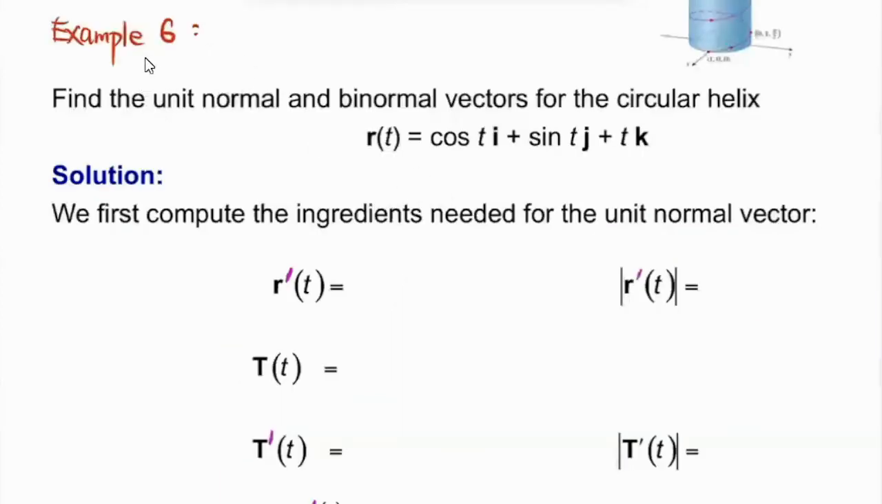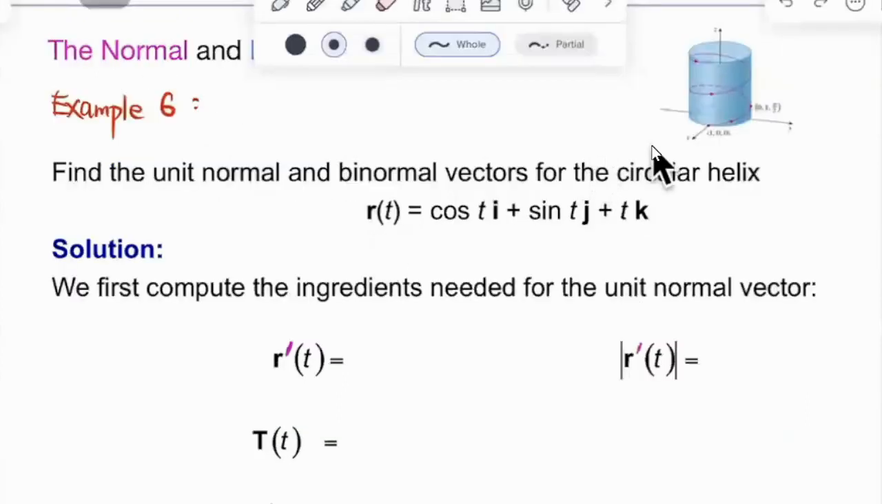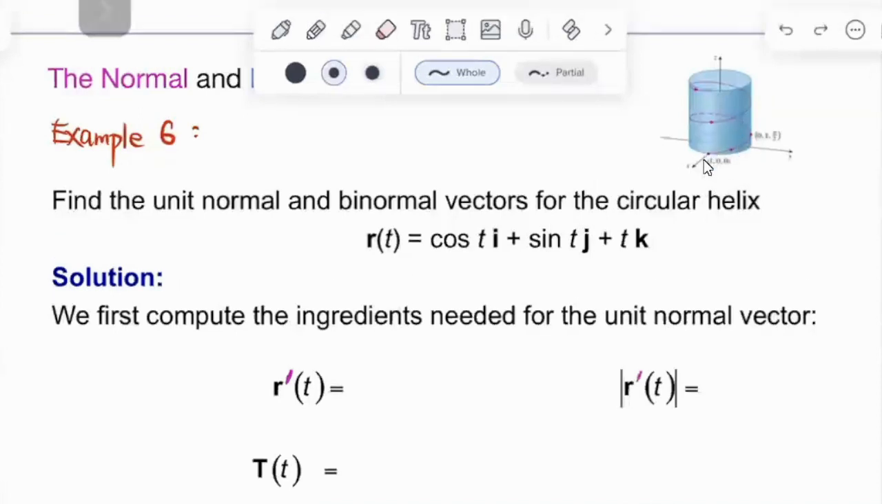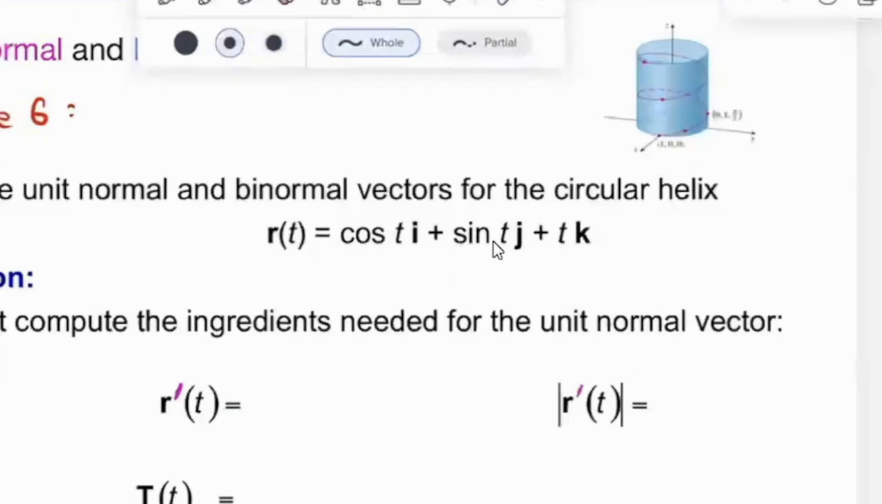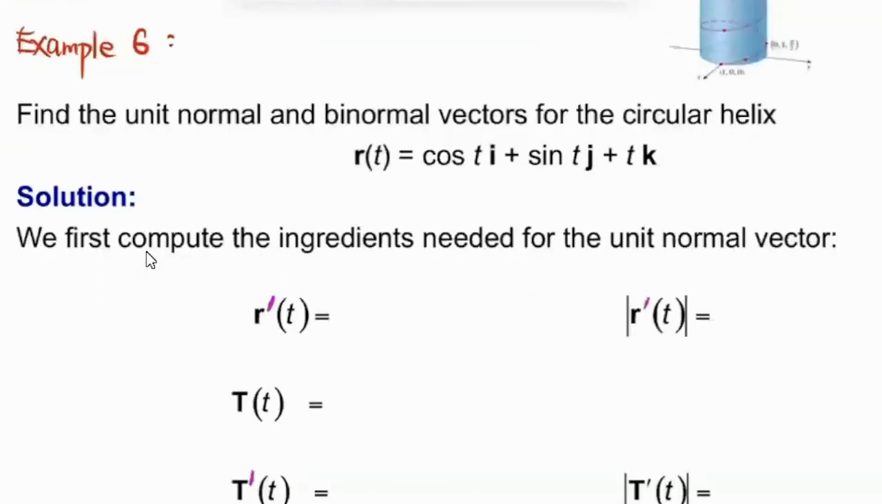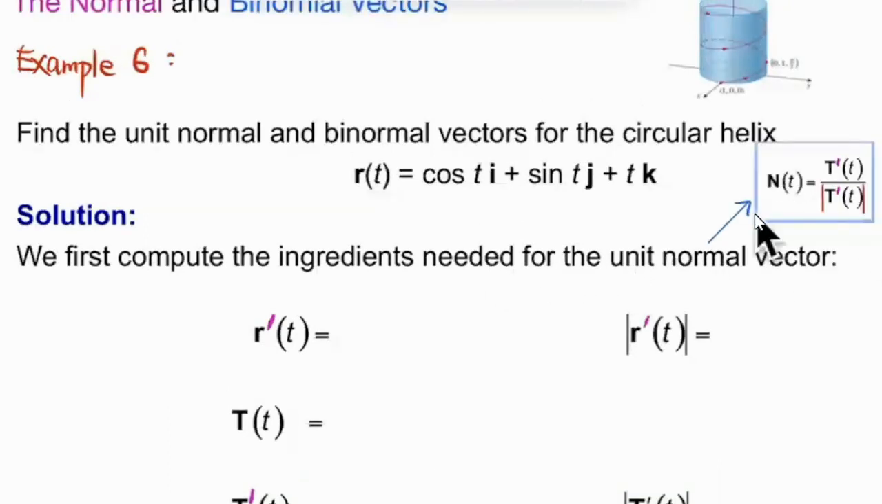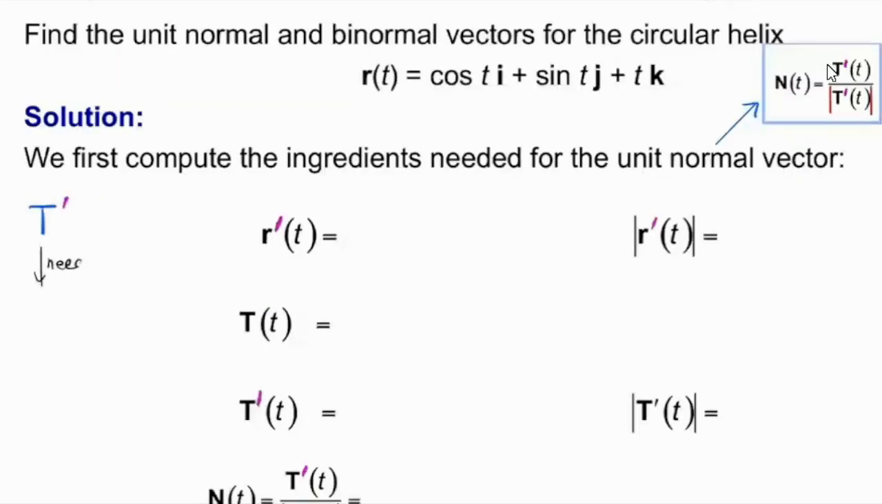Let's use this example to understand the normal vector and binormal vector a little bit better. Okay, so remember the circular helix here. Remember the component functions will be cosine t, sine t, and t. We first compute the ingredients needed for the unit normal vector. So this is the formula for the unit normal vector N of t. So we need T prime. Right? Let's work backward. So in order to get T prime, we first need to have T.